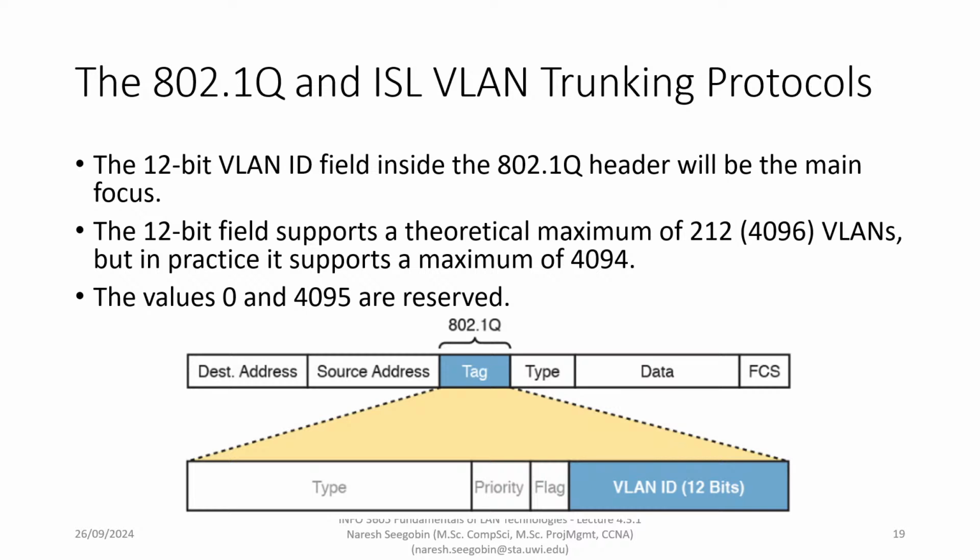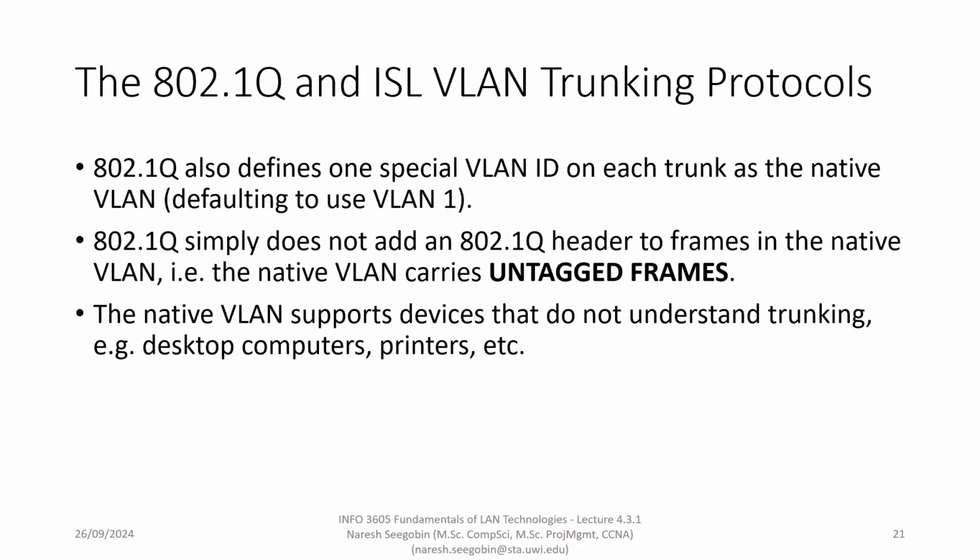So let's say we have VLAN 10, 20, 30, 40, etc. They will all have a tag with a VLAN ID in this. But when there's one VLAN, in this case defaulted to VLAN 1, and you could change it, it does not have any VLAN ID in this, and there are no tagged frames. Why am I saying that?